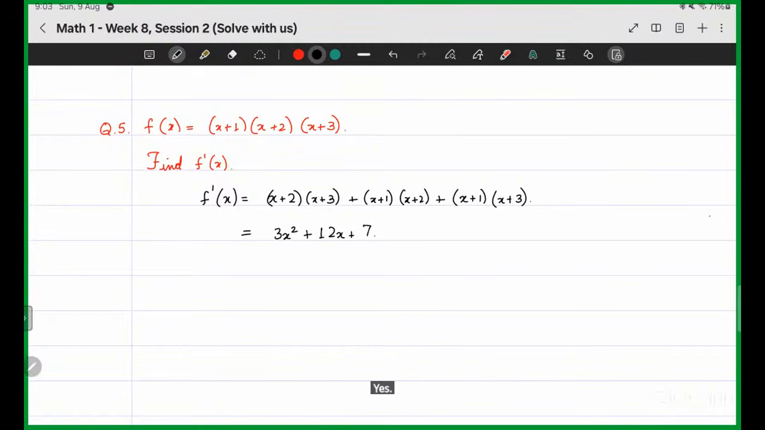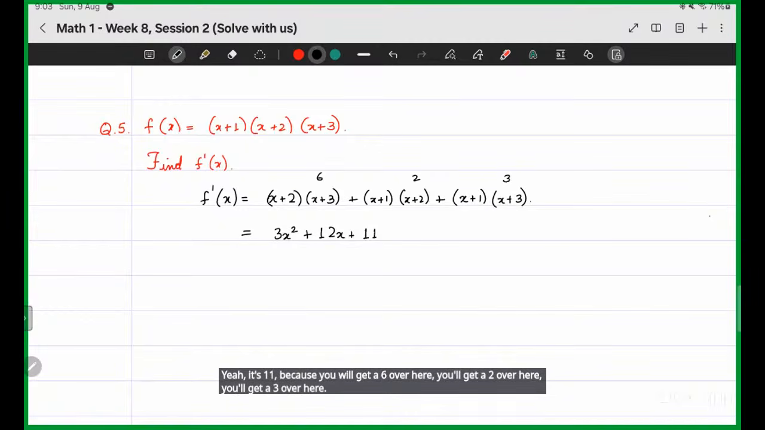Will it not be 6 plus 2 plus 3? Sir, I think the answer is 3x square plus 12x plus 11, not 7. Yeah, it's 11 because you will get a 6 over here, you'll get a 2 over here, you'll get a 3 over here as a constant term.